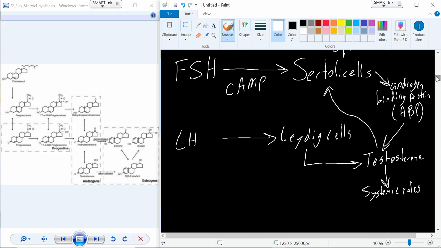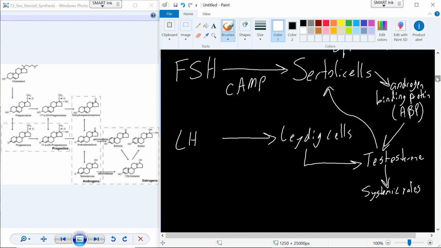So FSH initiates it. The Leydig cells cause testosterone to be produced, but really testosterone prior to puberty is not having any systemic role because it doesn't have the ability to move into the bloodstream. FSH kicks out androgen binding protein. The androgen binding protein induces testosterone's ability to now enter the bloodstream. So at the point of puberty, we begin to see some changes. And you are all aware of those changes.